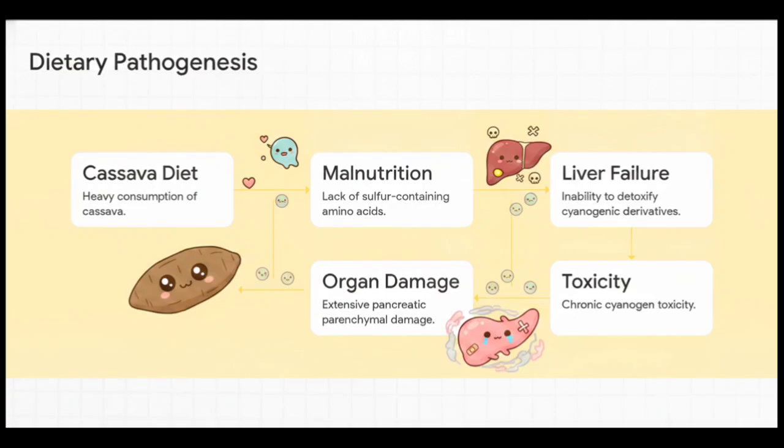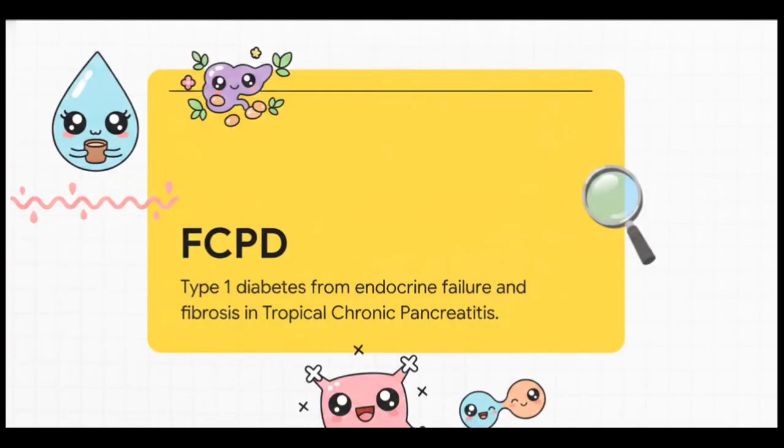Cassava, or tapioca, is a cheap root vegetable that contains cyanogenic derivatives. Normally, a healthy liver detoxifies these compounds using sulfur-containing amino acids. However, this severely malnourished population completely lacks those essential amino acids. Consequently, the liver fails to clear the toxins, resulting in chronic cyanogen toxicity that induces intense interlobular and periductal fibrosis deep within the pancreas. This profound parenchymal damage leads to both exocrine failure and a very specific form of endocrine failure.